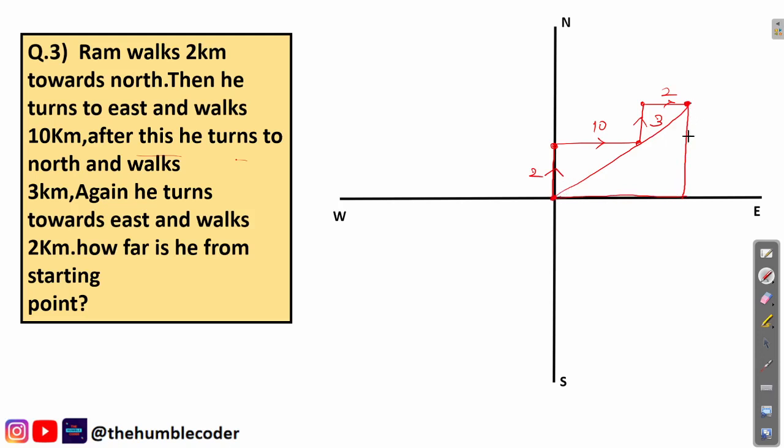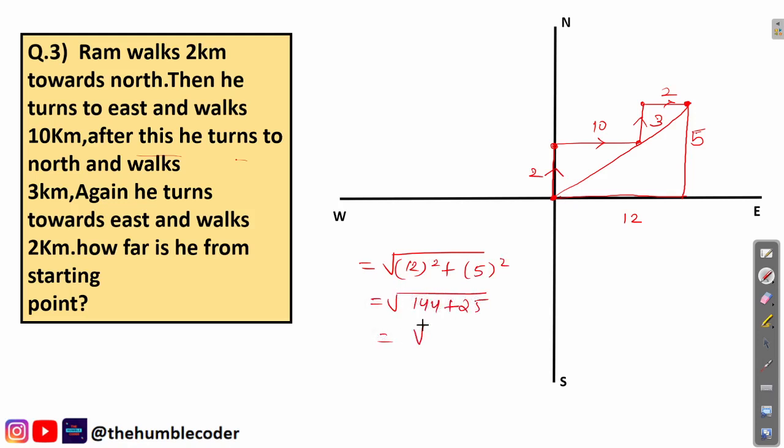Now here first of all let's find out this distance. So this distance is how much? 2 plus 3, that is 5. So this distance is clearly 5, and now the below one, 10 plus 2, 12. So I hope we are doing it the correct way. So let's try to find the answer first. So it will be 12 square plus 5 square. So it's going to be 144 plus 25.